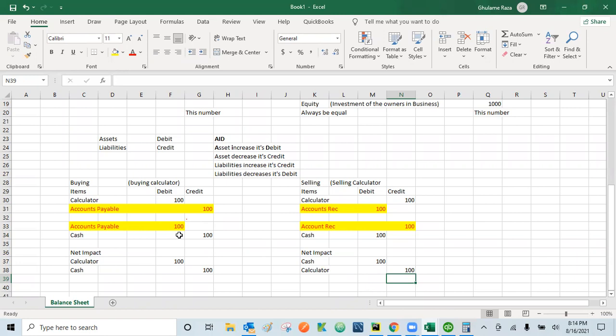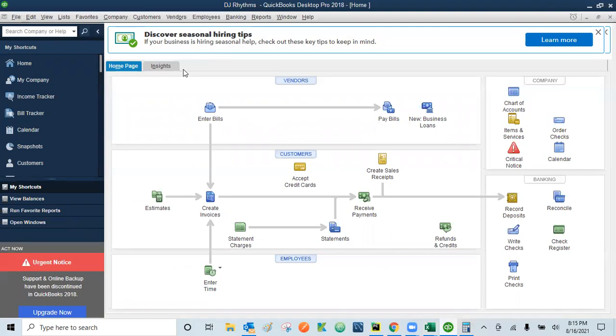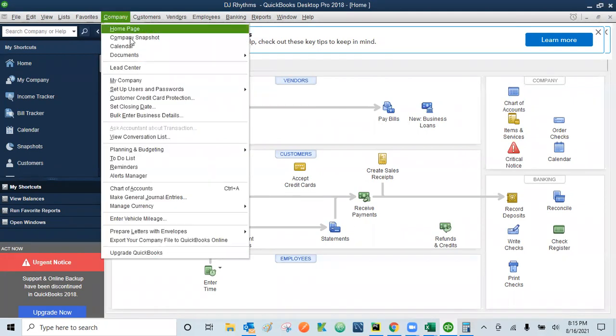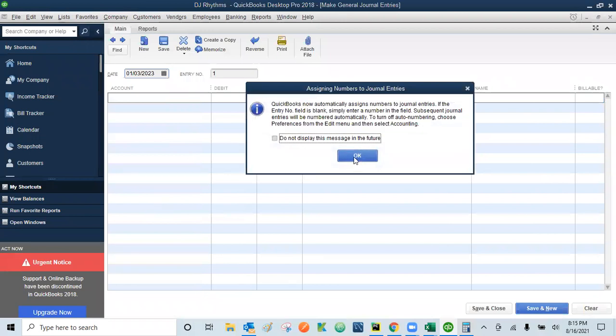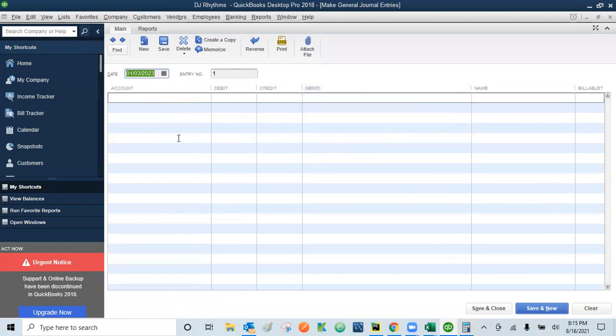So now let's apply this knowledge, what we have learned now, onto our QuickBooks. The transaction we have is on page number 164. And we are doing a transaction for journal entries. If you want to do journal entries in QuickBooks, you have to go to the company and then click Make Journal Entries. Click OK, and the system will automatically give the numbers. So the first transaction we are doing here is as of 3rd of January 2023. So this date is correct. Click tab.